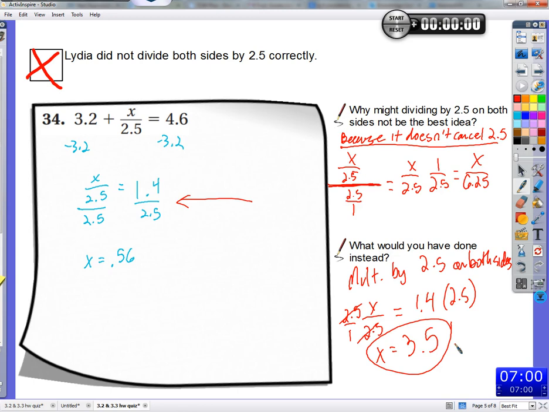So, don't let this confuse you here. We're taking the number x over 2.5 and dividing by 2.5. And if we write that as a multiplication of two fractions, it becomes obvious: when I take a fraction and divide it by just a number, I'm actually multiplying the denominator by that number. All right?